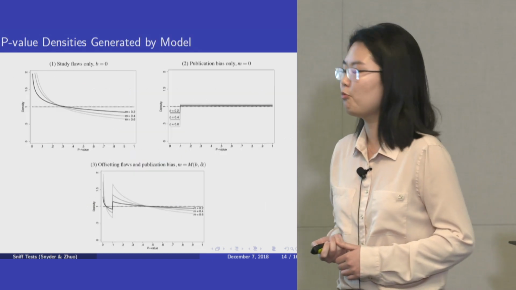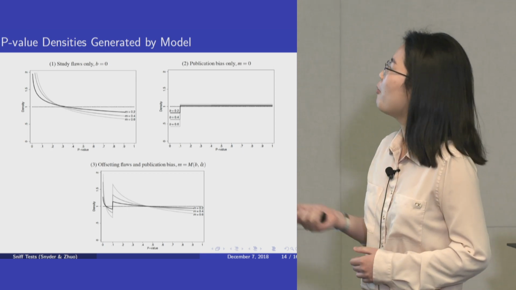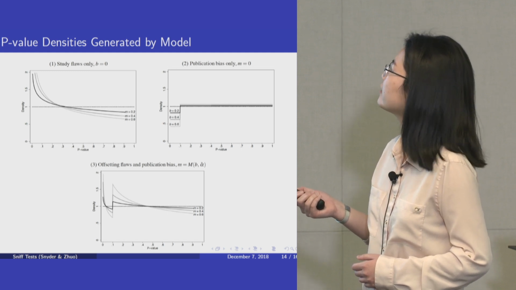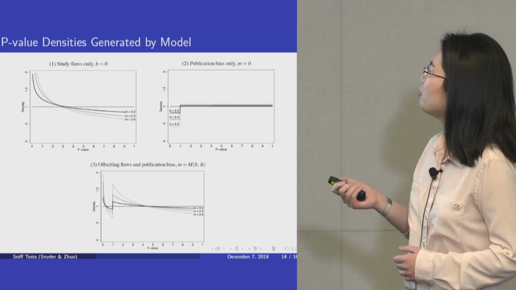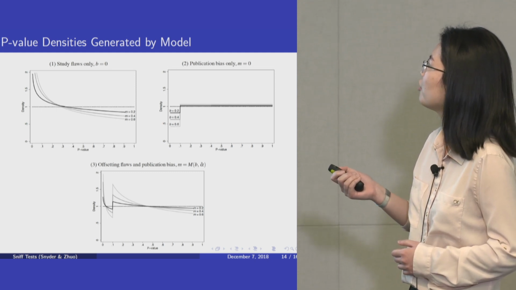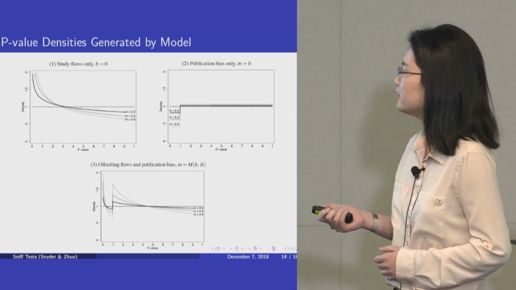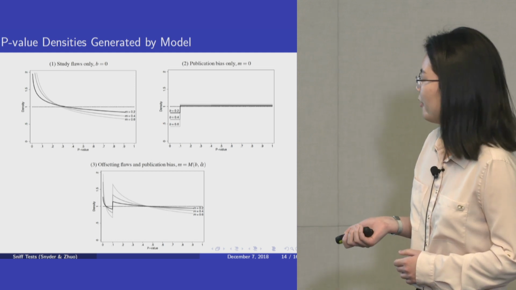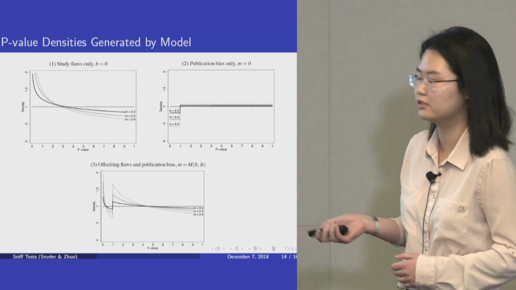And predicted by our structural model, those are the p-value densities generated by our model. When there's only study flaw and no publication bias, we would see a distribution that looks like this. And when there's only publication bias and no study flaw, we would only see a mass removed between 0 and 0.1, and the rest follows the uniform distribution pretty closely. And when the two forces are both present, we see a spike over here and the discontinuity over here. Notice that the densities generated by our model follow our kernel density plots pretty closely.